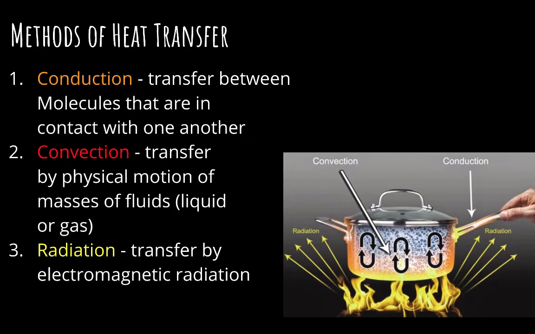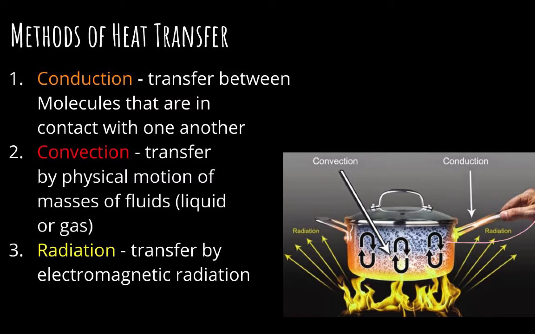There's a couple different ways that heat can be transferred. So heat can be transferred by conduction. Conduction is when you have molecules that are in contact with one another. This picture is a good example because it shows all three. Conduction would be if you touched a hot pan and you felt the heat, and that heat was transferred from the handle of the hot pan to your hand. That would be conduction because there's direct contact.